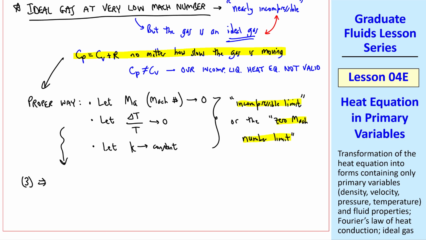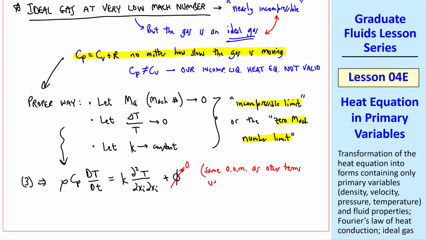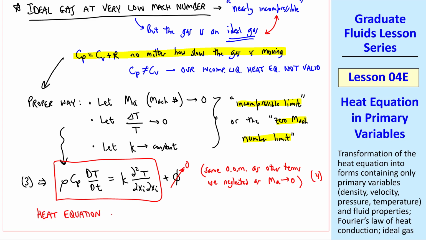After some algebra, equation 3 reduces to rho Cp DT/Dt equals k del squared T/del xi squared plus phi. But in addition, phi also goes to 0. It has the same order of magnitude as the other terms that we neglected as Mach number goes to 0. So this equation, which I'll call equation 4, is the heat equation for an ideal gas in the so-called incompressible limit, which technically means Mach number goes to 0. This is the form we'll use when we're dealing with air at low speeds and small temperature changes.